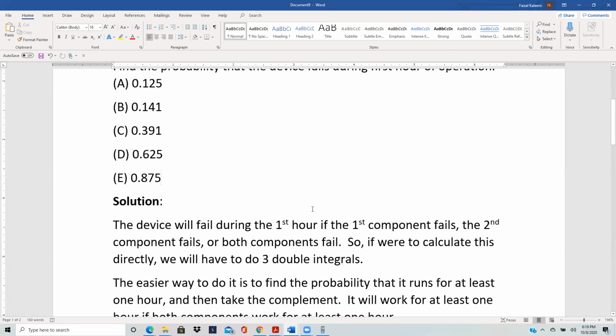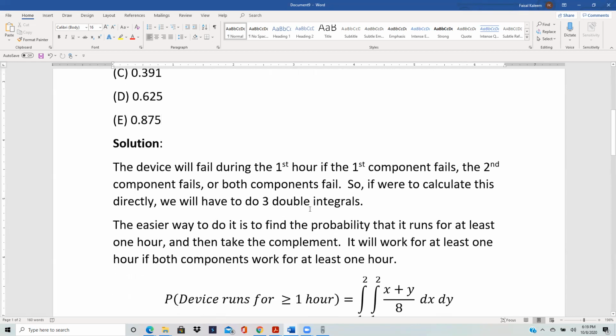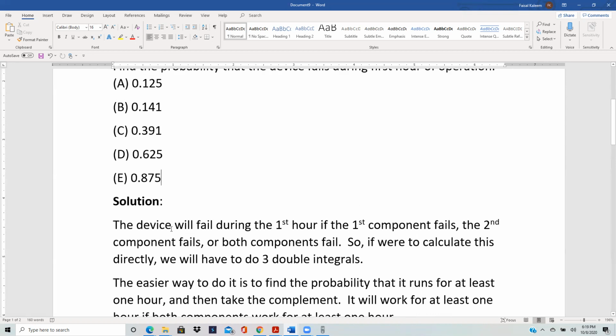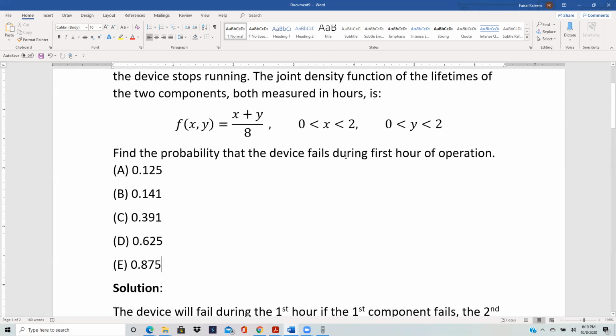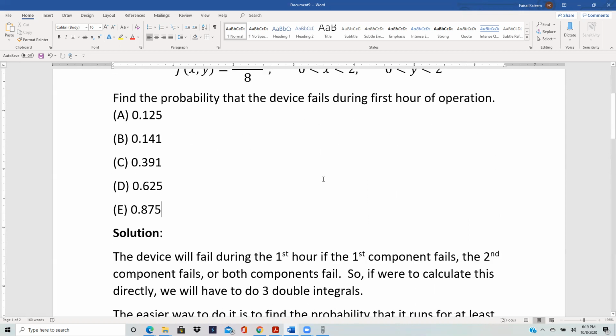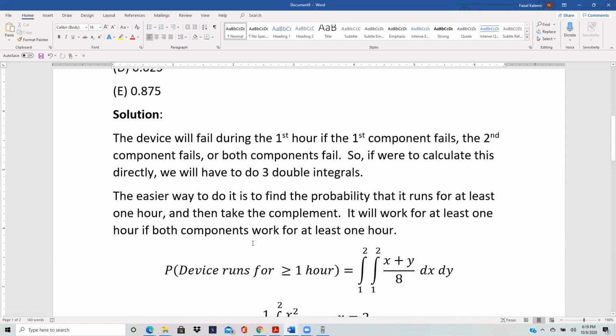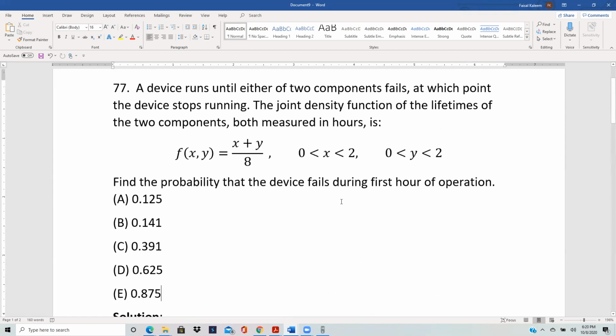So you first calculate the probability that it runs for at least 1 hour. So you see, running for at least 1 hour is the complement of failing during the first hour. So it will run for at least 1 hour if both the components run for at least 1 hour. It means both the components run from somewhere between 1 and 2, because the lifetime is between 0 and 2. And so running for at least 1 hour means running from 1 to 2.